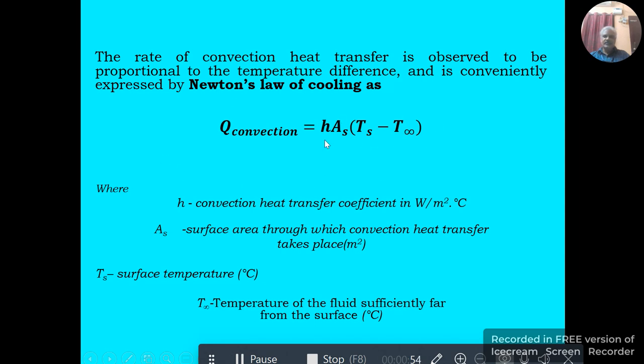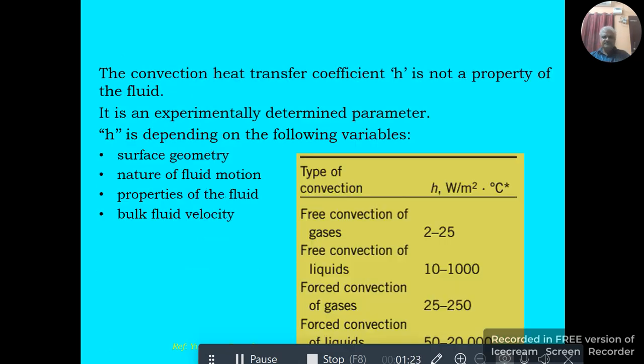As you can see in this equation, the heat transfer is proportional to the surface area and to the ΔT, that is the surface temperature with respect to the fluid temperature. Here h is called the convection heat transfer coefficient, whose unit is watt per meter square degree Celsius. A is the surface area, Ts is the surface temperature, and T infinity is the temperature of the fluid which is in contact with the hot surface.